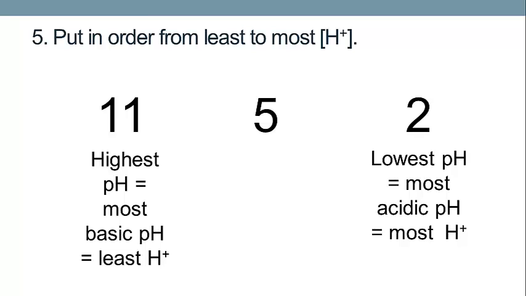Next question, put the pHs in order from most to least H plus ion. So the highest pH is the one that is the most basic. It is the least acidic. It is H plus ion that dictates acidity, so the highest pH is going to have the least H plus. The lowest pH then is going to have the most acidic pH, so that one is going to have the most H plus ion concentration.